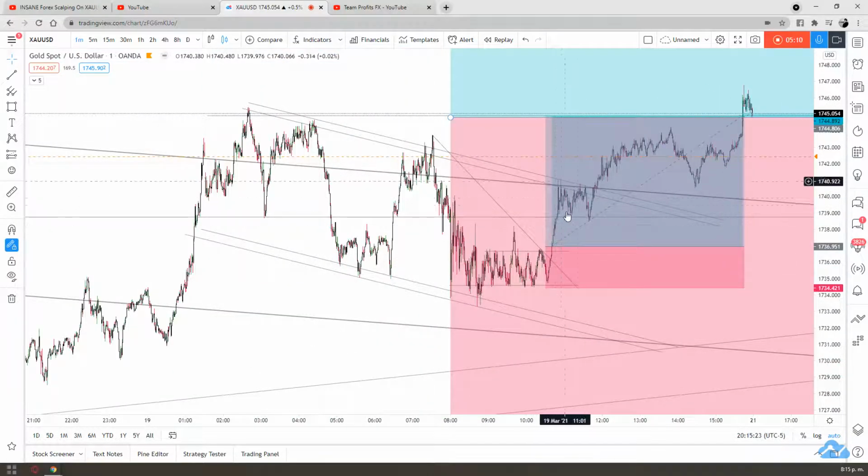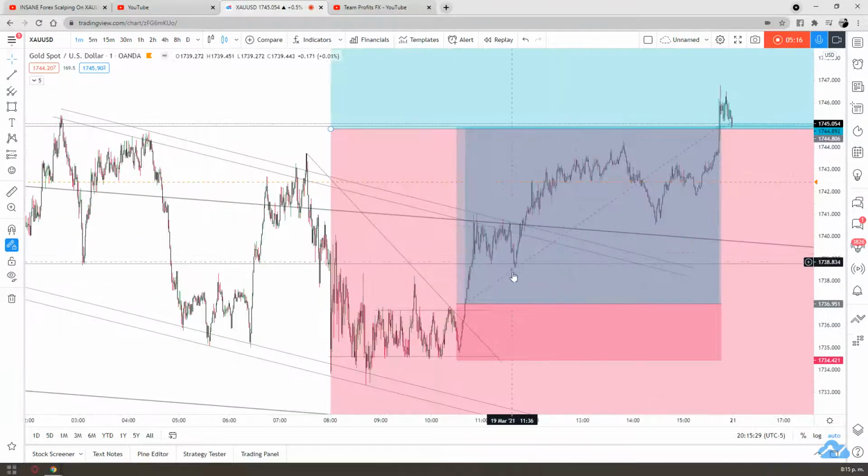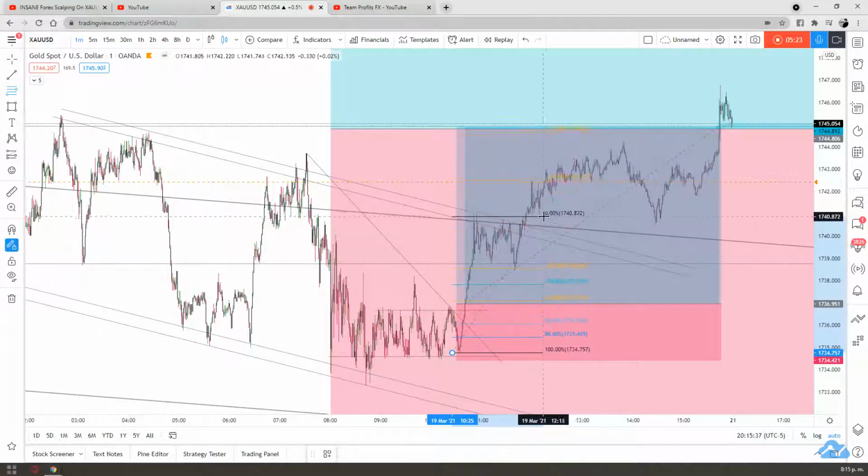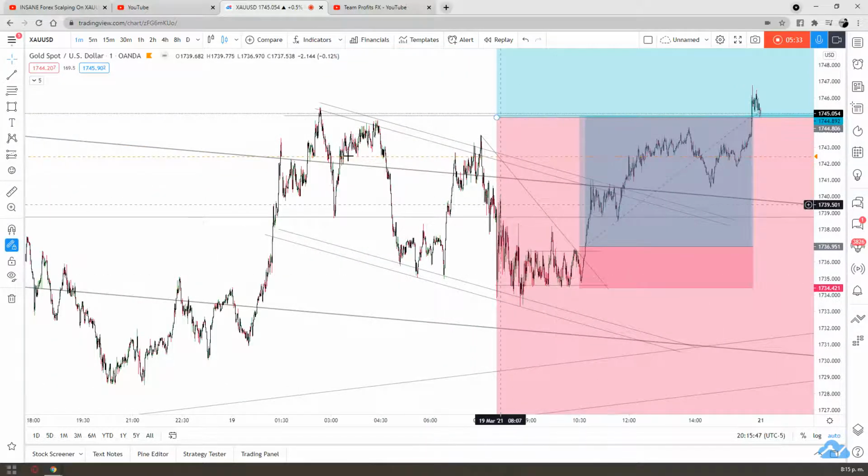So it consolidated in this area, then it did a little drop down. I remember it touched the 38, if I'm not mistaken. It did touch 38 from here to here. It did touch the 38.20 on the Fibonacci, and it went all the way up. So that's basically it. That was what happened with the scalping. I like to do scalpings on Fridays.